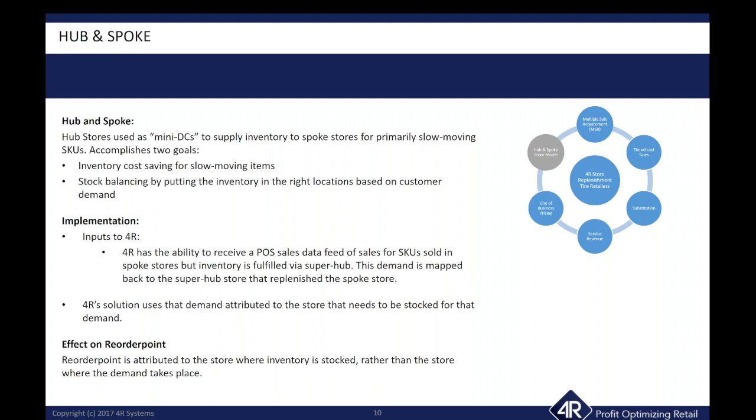There's an inventory savings since not all stores need to carry every single SKU, and stock balancing can be done in order to put the right inventory in the right locations where and when they are needed. 4R has the ability to accept the POS data feed for SKUs sold in the spoke stores but stocked in the hub stores. The demand is then mapped back to the hub store that replenished the spoke store. This results in the reorder point being attributed to the store where the inventory is stocked rather than where the demand took place.